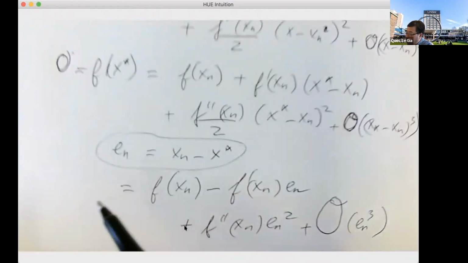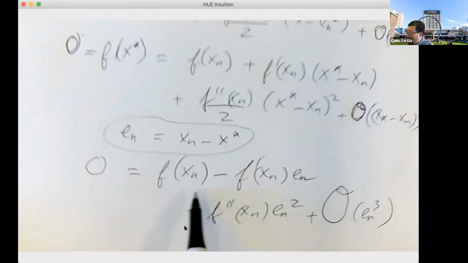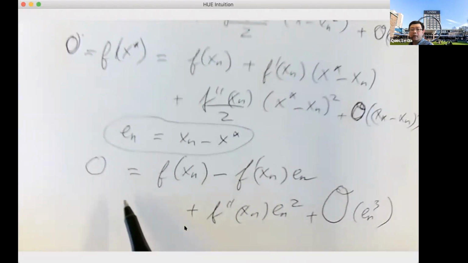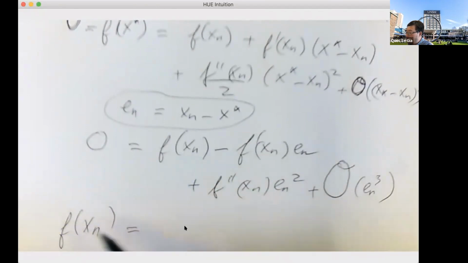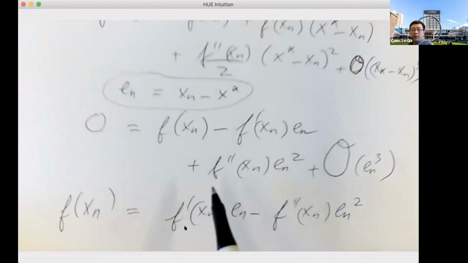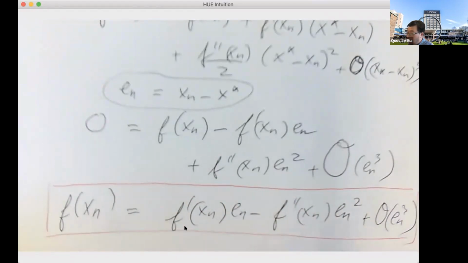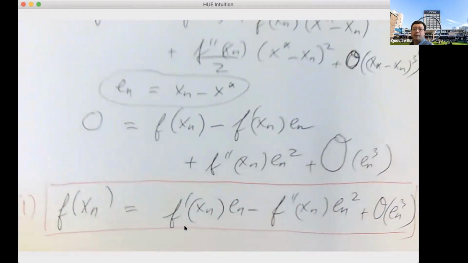Now what is the consequence? Remember, we still have it equal to zero. So the consequence is that I can move f of xn to the left. Then I flip the sign, so it becomes f prime xn en minus f double prime xn en squared. You can say that we move these two terms to the right, the same thing, plus big O of en cubed, so I just leave it here. This is my consequence of the Taylor expansion. I call this equation number 1, so we leave it here.